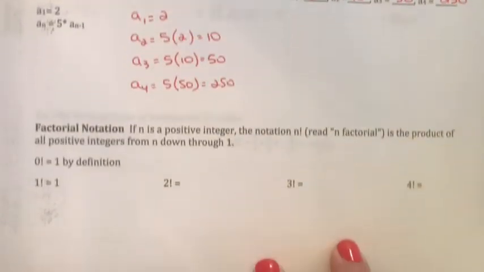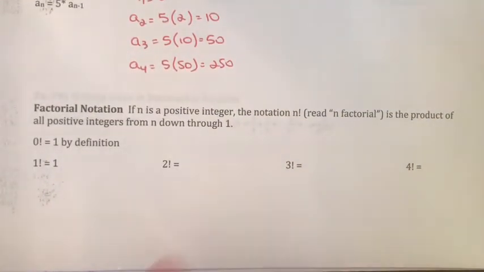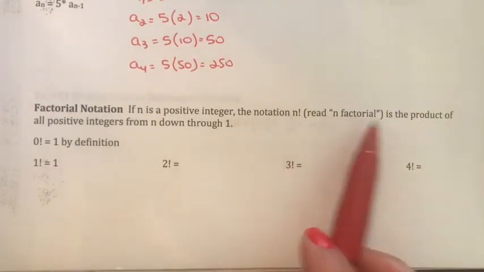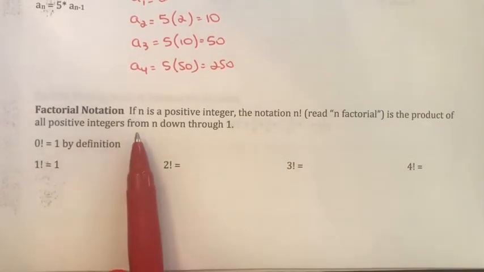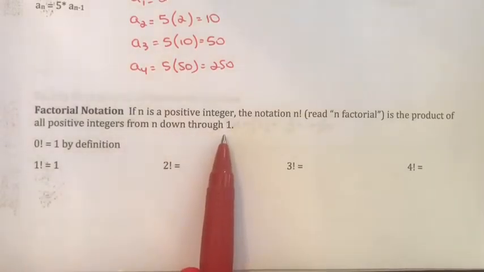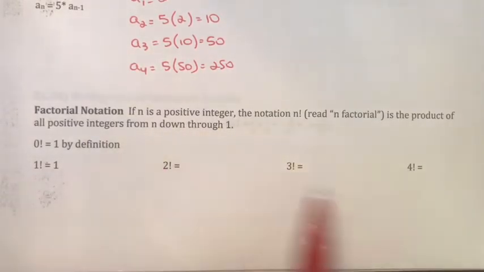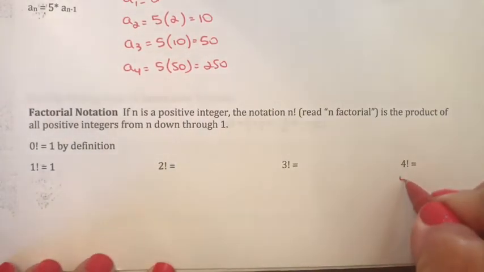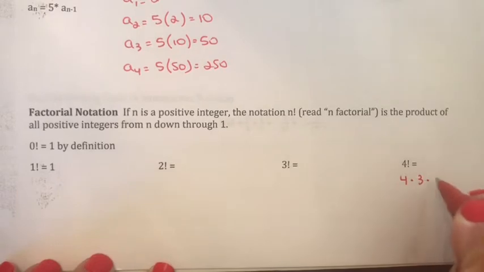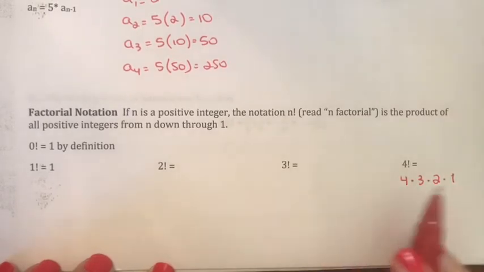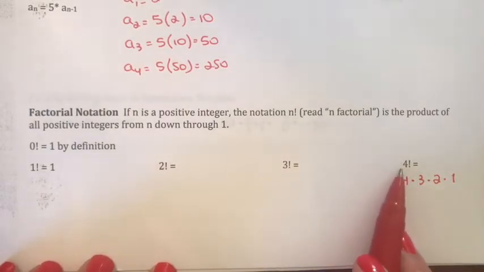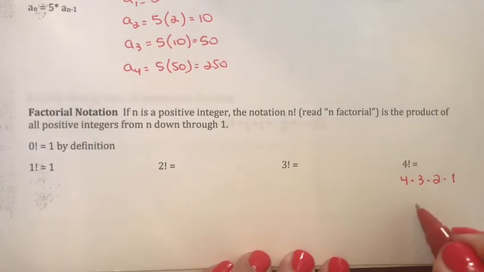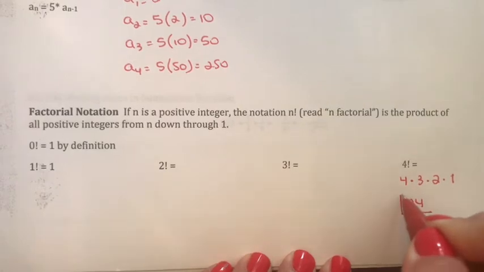All right, so moving on to factorial notation. If n is a positive integer, the notation n factorial is the product of all positive integers from n down through 1. So what that means is, and it's easier to see this when we look at the bigger numbers, 4 factorial is 4 times 3 times 2 times 1. You're just multiplying, starting with this number all the way down to 1. Okay, so if I multiply these out, I end up with 24.